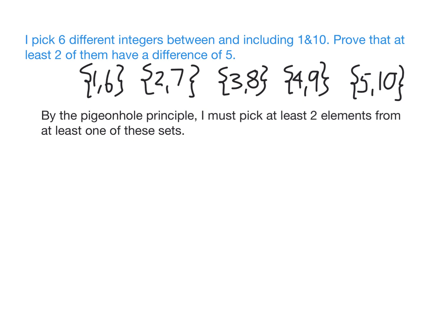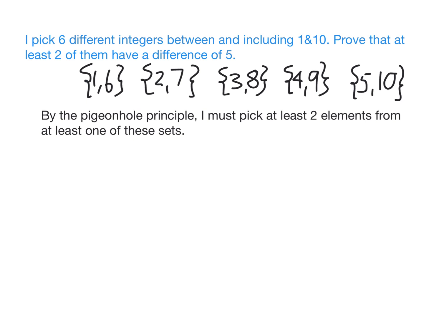But just to reiterate, the worst case scenario is if I pick 5 integers, I could pick 1 from each of these sets. But then if I pick a 6th integer, it must come from one of the sets from which I've already picked. So I'm either going to pick those 2 numbers, or those 2, or those 2, or those 2, or those 2. In any of those cases, I have 2 numbers that differ by 5.